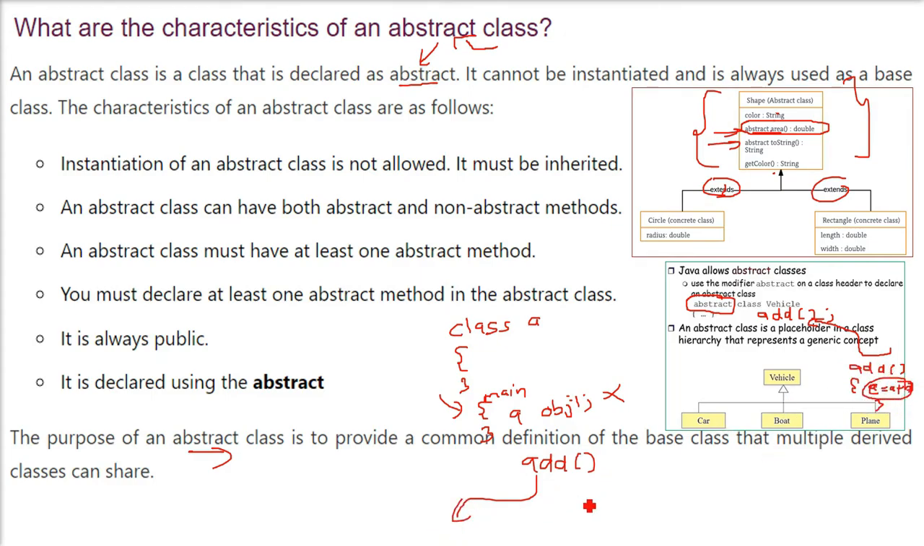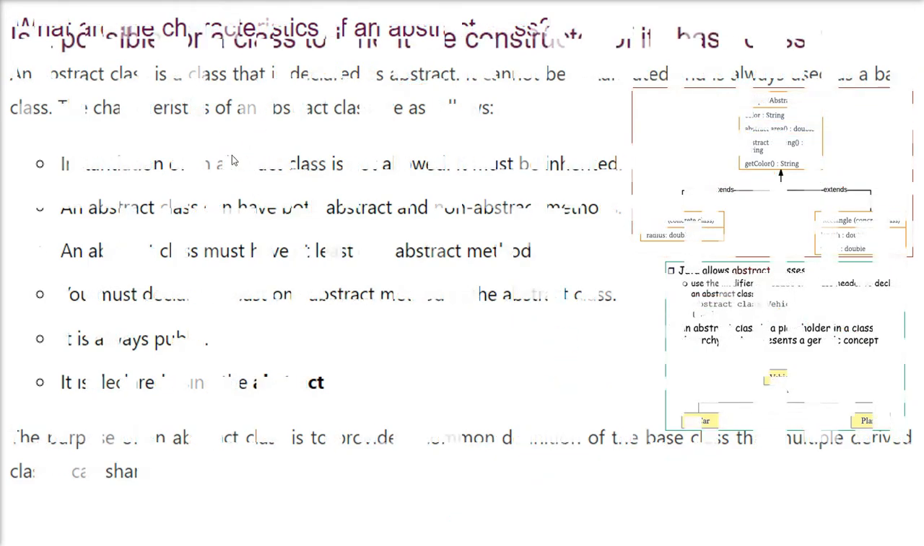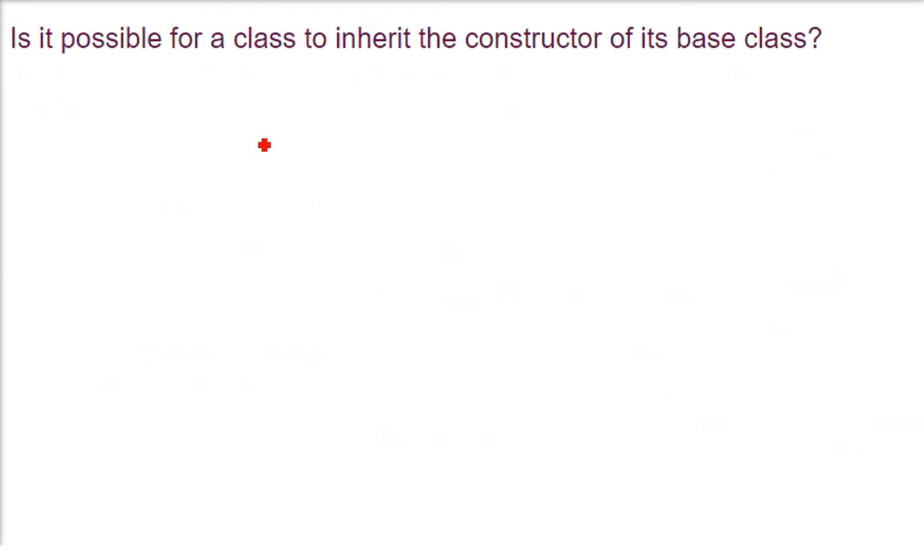So now, if two classes are inheriting, one can write some other implementation, like I'm showing. I'm just giving you a very vague example. Every class which is deriving can have a different implementation. Is it possible for a class to inherit the constructor of its base class?